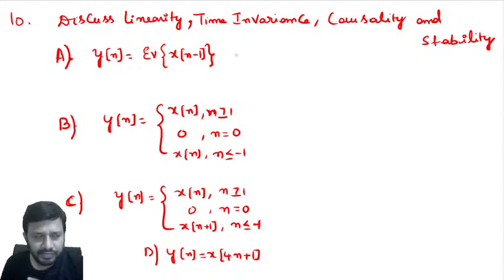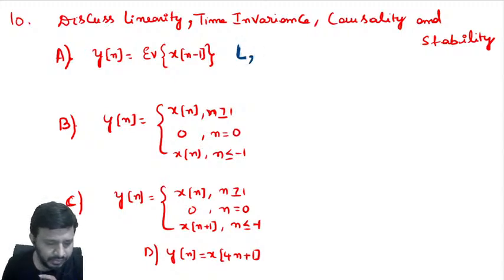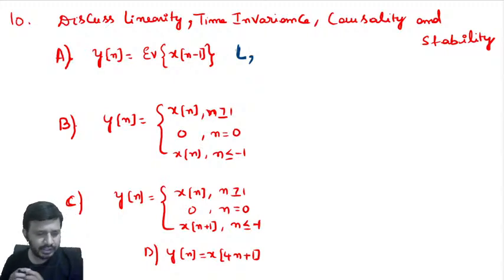See, even part of x of n minus 1. Already we have seen that the even part or odd part of any signal is linear. Linear. Yes, Abhinav, I'm taking the class on our app also. So, even part, already we have seen that it is linear.